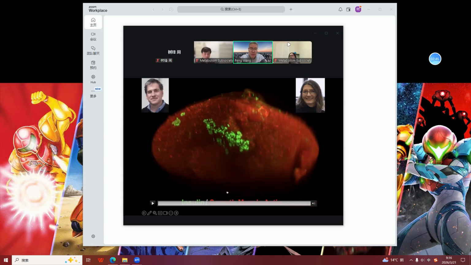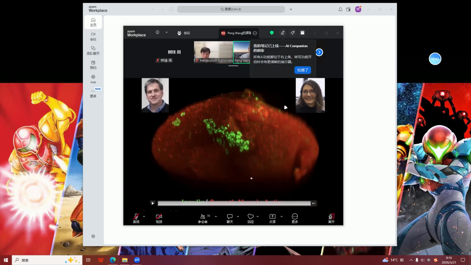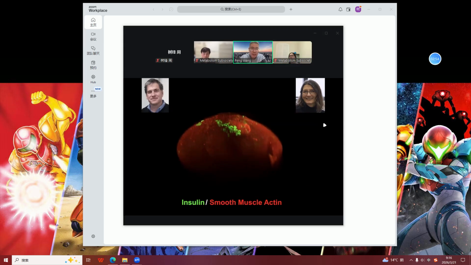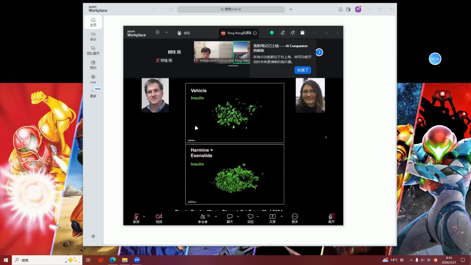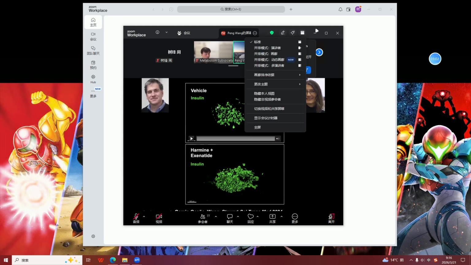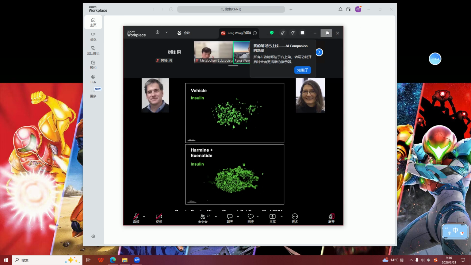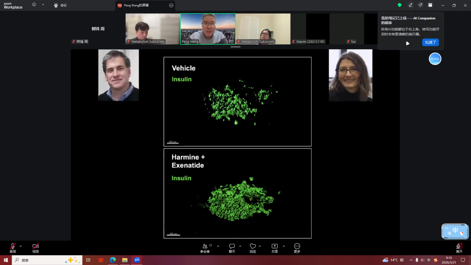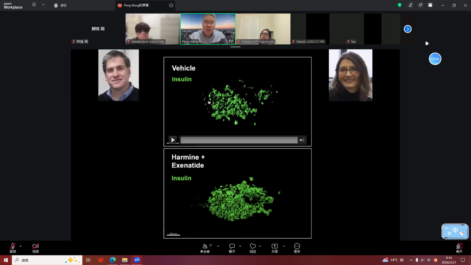You can measure this allograft by microscopy and some software. So using this method, we can measure the islet volume, or we can say the beta cell mass, in three dimensions and compare different treatment groups.